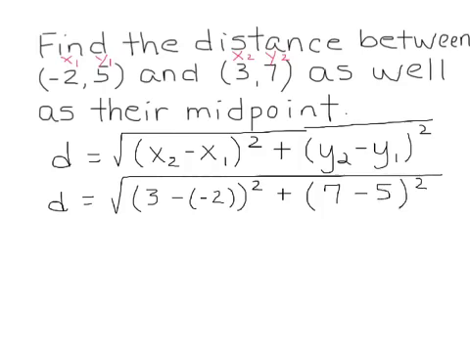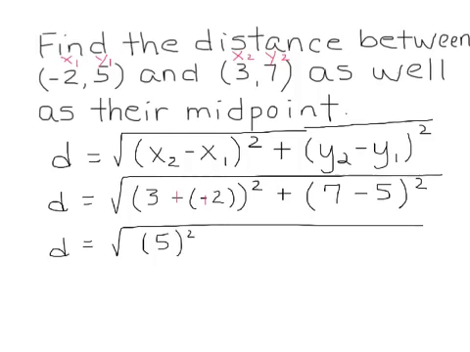quantity squared. So the first time through, what we'll do is we'll first of all make note of the minus a negative will change to plus a positive. And from here now we'll do, inside the larger grouping symbol of the radical, we have two separate grouping symbols of parentheses. So we'll work within each parenthesis. So for the first one we have 3 plus 2 now, which will give us 5 squared, plus, in the second one we have 7 minus 5 giving us 2 squared.